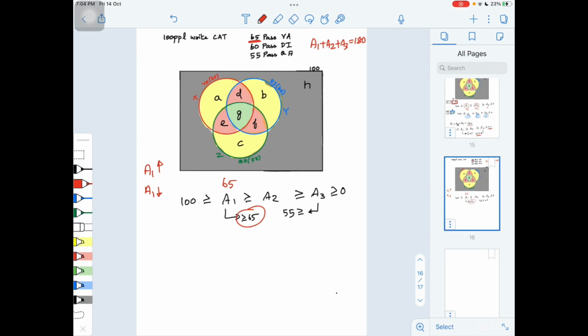Now if this takes 65 out of A1 plus A2 plus A3, which is 180, how many values do we have remaining? 115 values we have. So this 115 has to be split accordingly between these two. So let's say this can maximum take 55 and the remaining 60 is possible. This is one possibility.